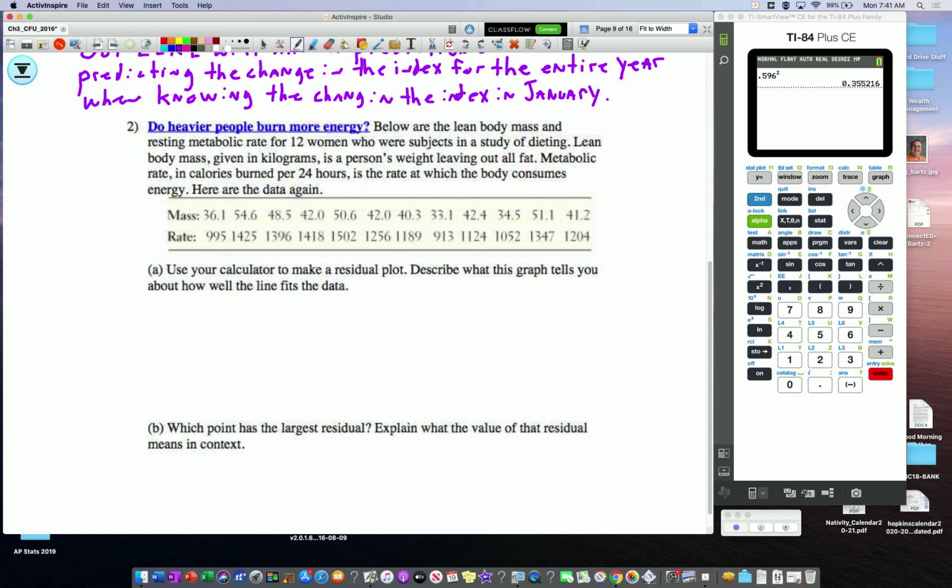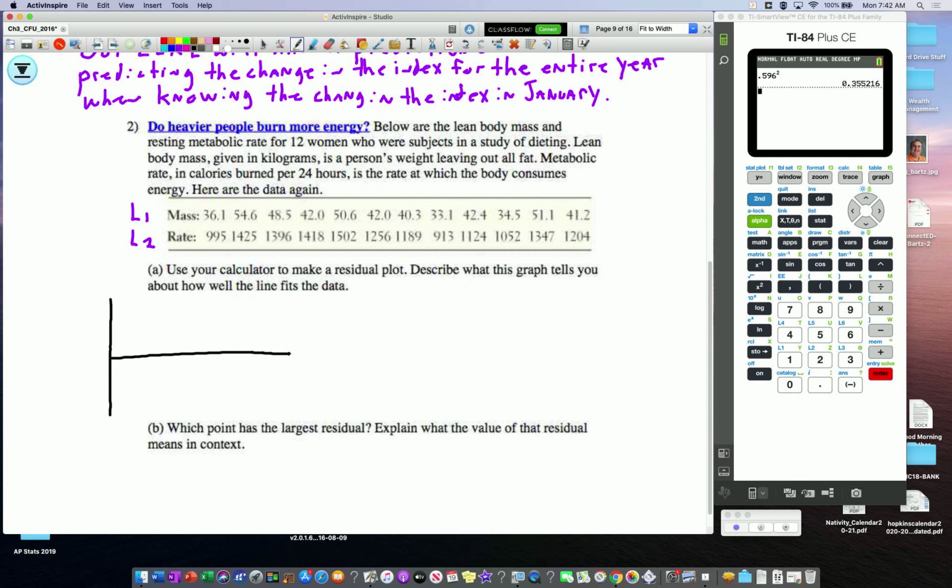Part A says, use your calculator to make a residual plot. Describe what this graph tells you about how well our line fits the data. What I've already done in my calculator is put this data in list 1 and list 2. So we want to make our residual plot. I'm going to make a residual plot here on my calculator and then graph it here also.